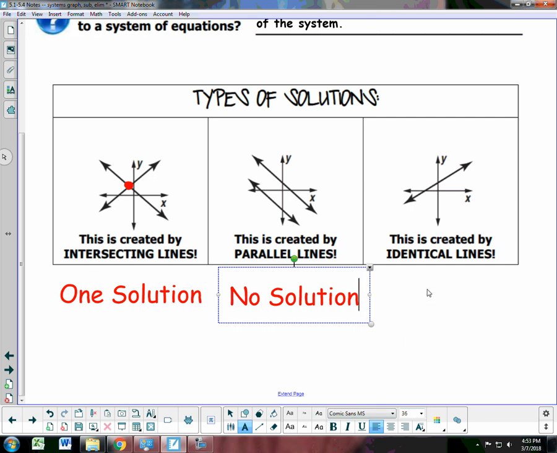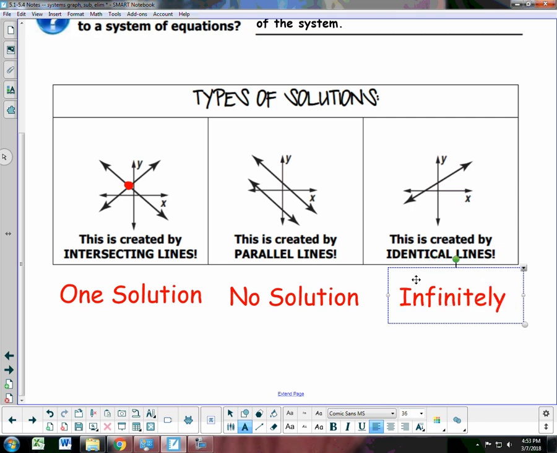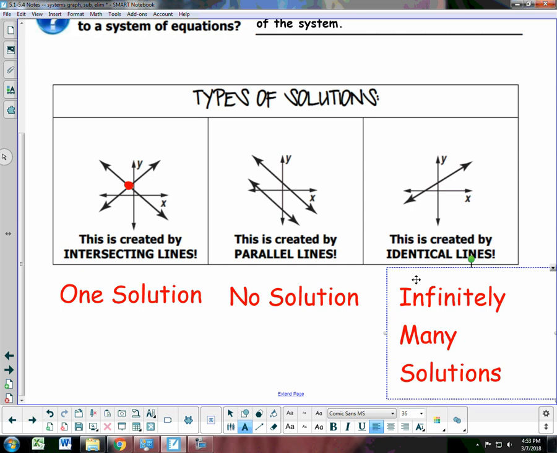And then our last situation is when we have identical lines. Now it looks like we only have one line here, but really there are two lines, just drawn exactly on top of each other. If that's the situation, then this is when we have infinitely many solutions.